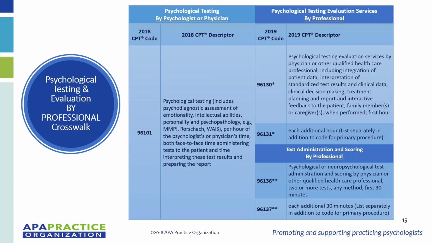If you're administering your own testing, then you are using code 96136 for the first half hour, the base code, and each additional 30 minutes you're capturing with 96137, the add-on code. That's the crosswalk. Please consider 96130 and 96131 as your thinking or your cognitive codes, and think of 96136 and 96137 as essentially your technical codes. Next slide.